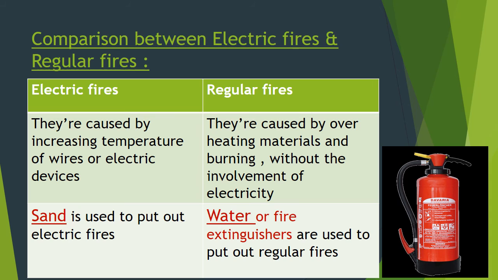Type. How to put out these two types of fires? This is important and very, very important actually. In electric fires, we use sand. So sand is used to put out electric fires, okay? But regular fires, you can easily put out using water or fire extinguishers. Fire extinguishers, you can see the picture of it on the right side. So how to put out regular fires or normal fires: using water or fire extinguishers.